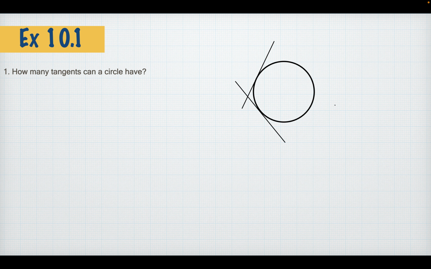One here, one here, one here, one here, one here, one here, one here. I can try a lot of them. But that's the point here. How many? How many tangents can you draw onto a circle?